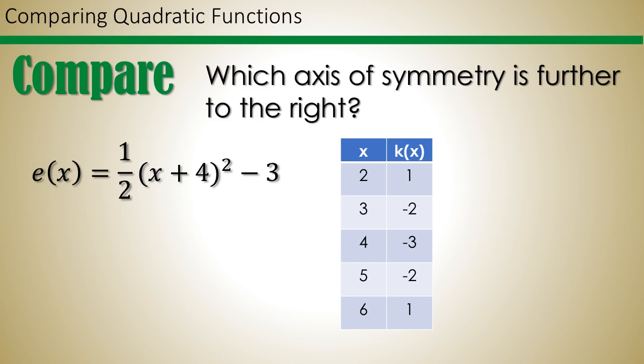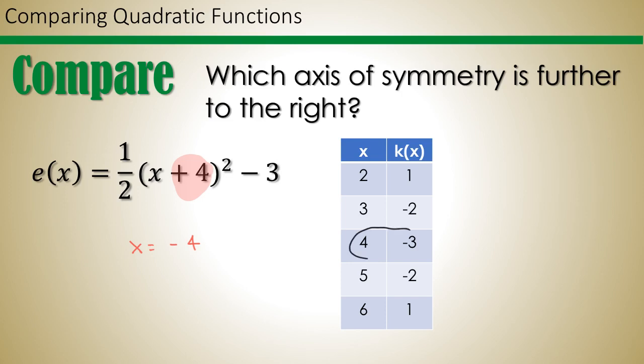Okay, here's another example. Which axis of symmetry is further to the right? So I need to find the axis of symmetry of each of these functions, all right? And the axis of symmetry is just the x value of your vertex. We are going to find that right here on this function. And remember, it's always the opposite. So our axis of symmetry here is going to be x equal to negative 4, all right? For k of x, remember, it's the x value of your vertex.